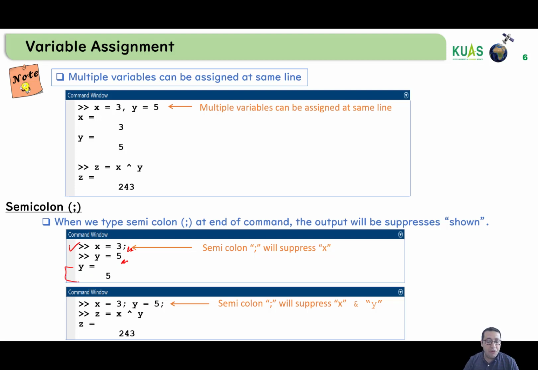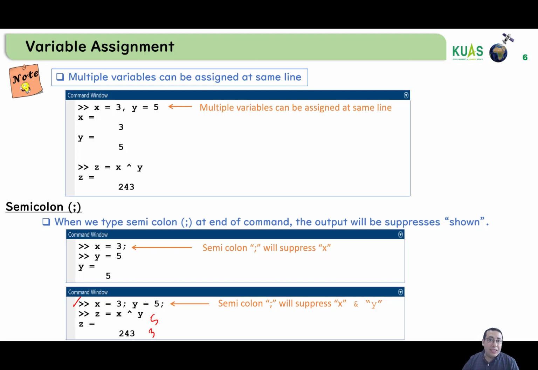So please check this example. If we say x equals 3, semicolon, y equals 5, semicolon, MATLAB will not show in that case x nor y. And easily we can say that z is equal to x to the power y, which means 3 to the power 5, is the same 243.